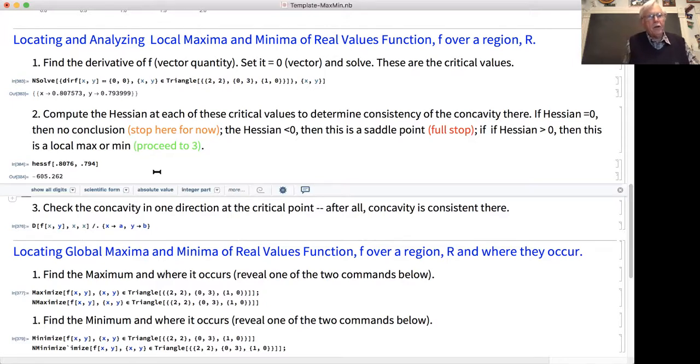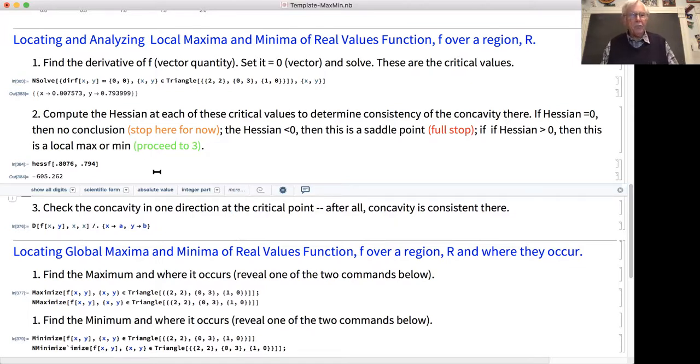And so in number 2, the directions say, compute the Hessian at each of these critical values to determine consistency of concavity. That's what the Hessian tells you. If the Hessian is positive, it tells you have consistent concavity there. If the Hessian is negative, it tells you you have inconsistent concavity. If you have inconsistent concavity, that's a saddle point. If you have 0 for the Hessian, that actually means the test doesn't tell you anything. You'll have to look at other methods. We'll talk about this maybe later, but doing the basics here, our Hessians will either be positive or negative.